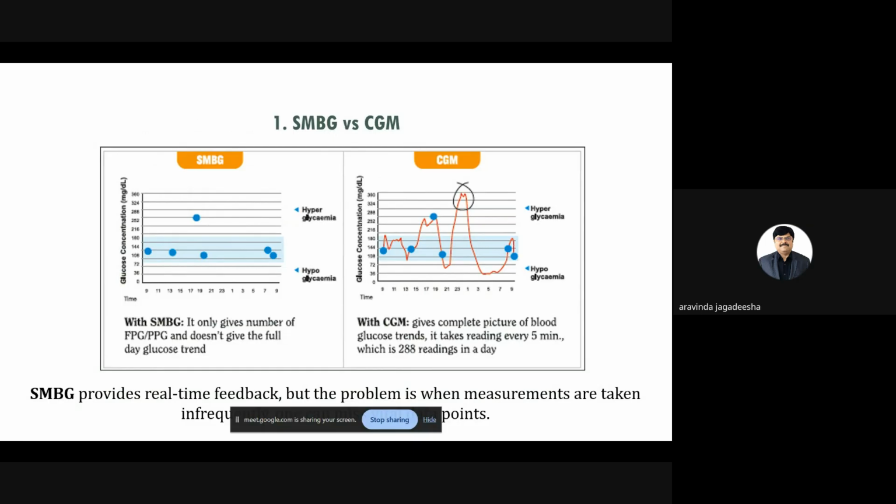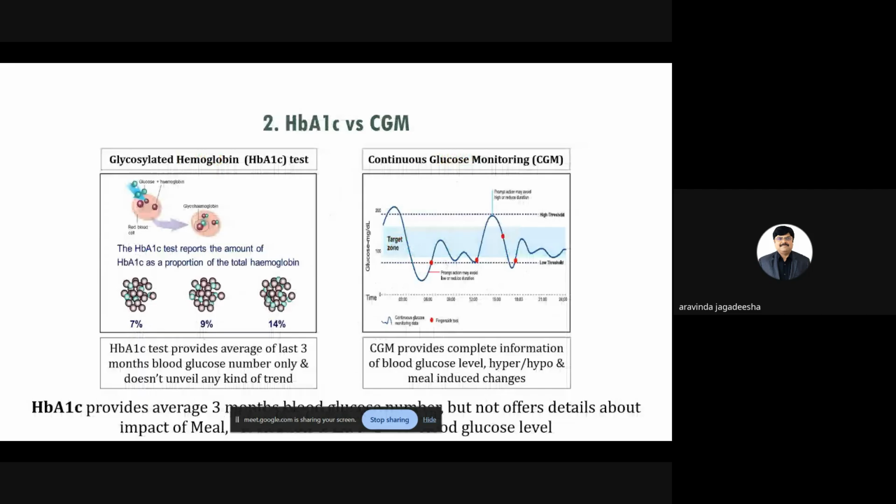On the left-hand side is the self-monitoring glucose. It only gives numbers of fasting plasma glucose and postprandial glucose. It doesn't give the full day glucose trends. This is the SMBG. On the right-hand side, you can see CGM with a complete picture of blood glucose trends. It takes a reading every 5 minutes, which is 288 readings in a day. So SMBG provides real-time feedback, but the problem is when measurements are taken infrequently, we don't know what happens in between.